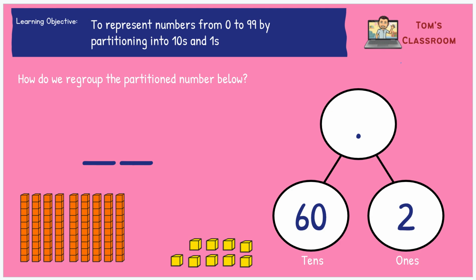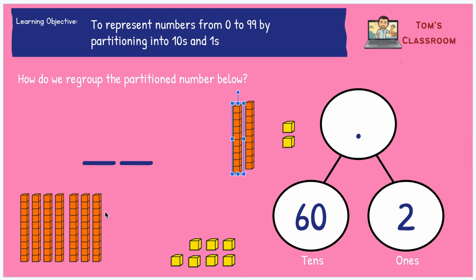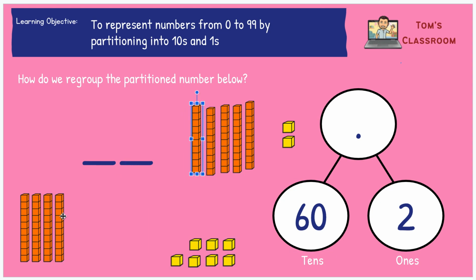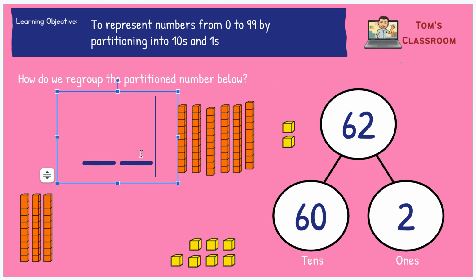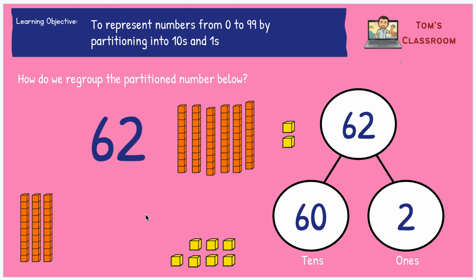So let's have a look. So we've got 2 ones. Bring these up. And we've got 60. But it's not 60 tens. It's how many tens that make the number 60. So let's count them. 10, 20, 30, 40, 50, 60. I gave myself enough space this time. So we've got 2 ones. And 1, 2, 3, 4, 5, 6 tens. So 2 ones and 6 tens gives us the number 62.